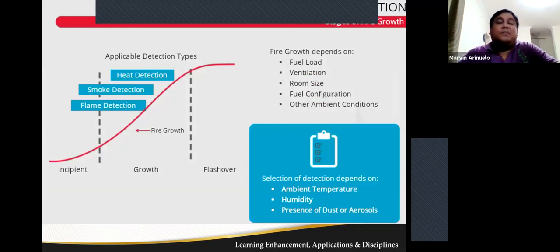Okay, now again, the basics, which we discussed before. If you remember, we have already discussed it many times. I think this is the third time now we have discussed the stages of fire growth. And the growth of fire is dependent on numerous variables, including the fuel load, ventilation, room size, configuration, and other ambient conditions. And the selection of detection depends on other variables, such as ambient temperature, humidity, and presence of dust or aerosol.